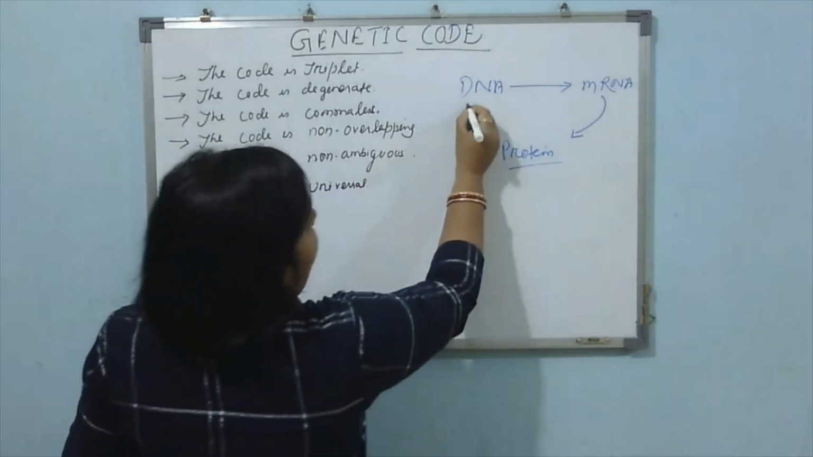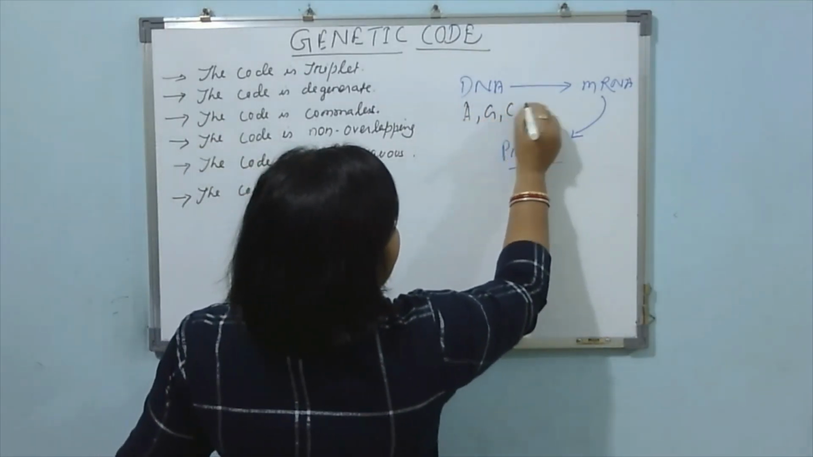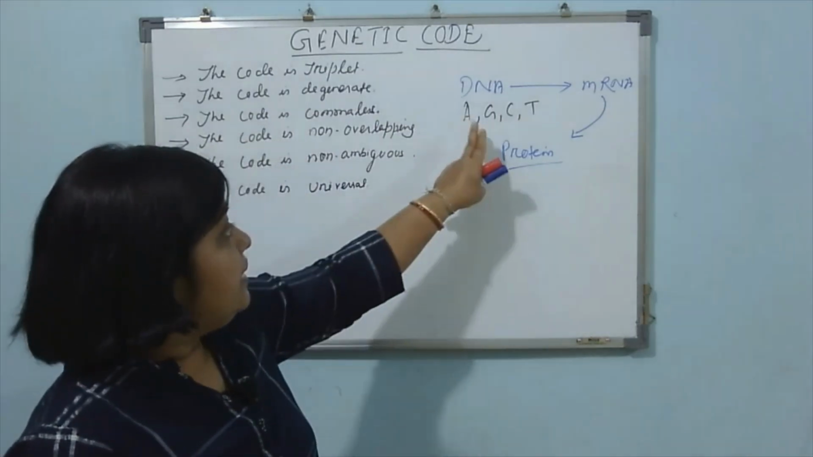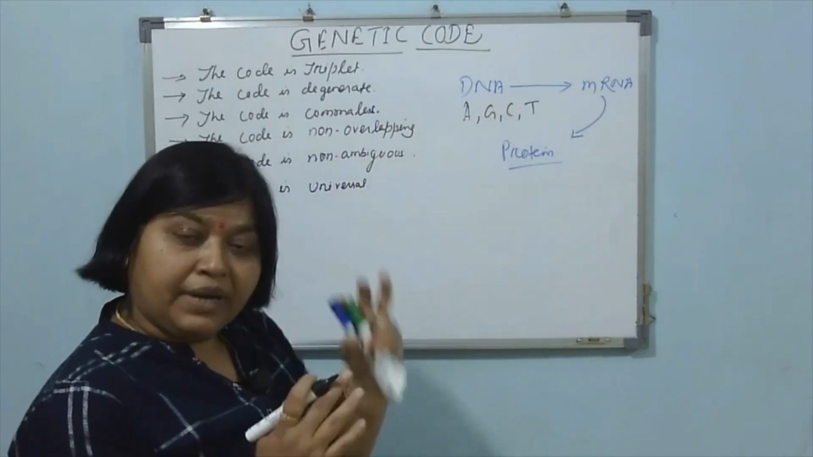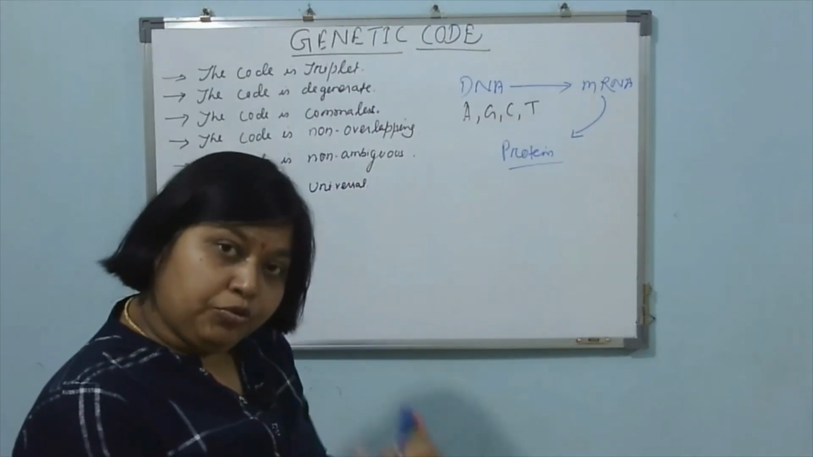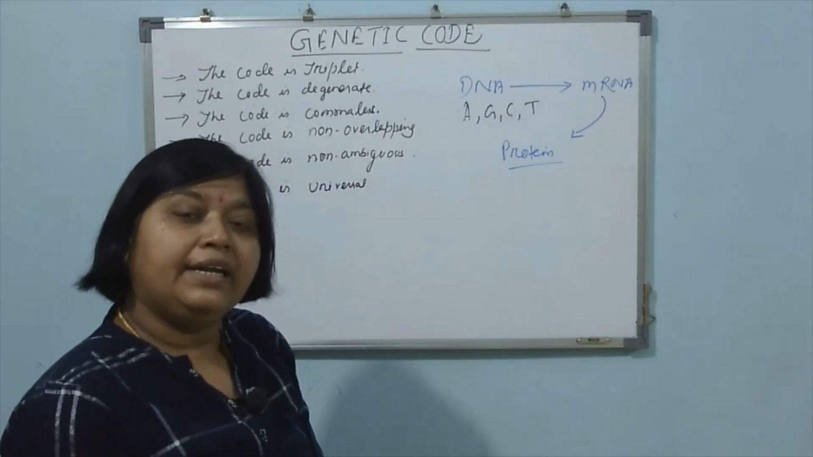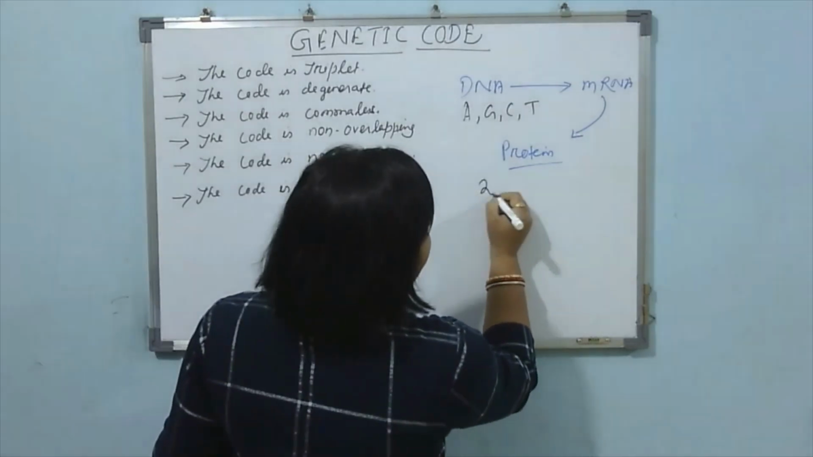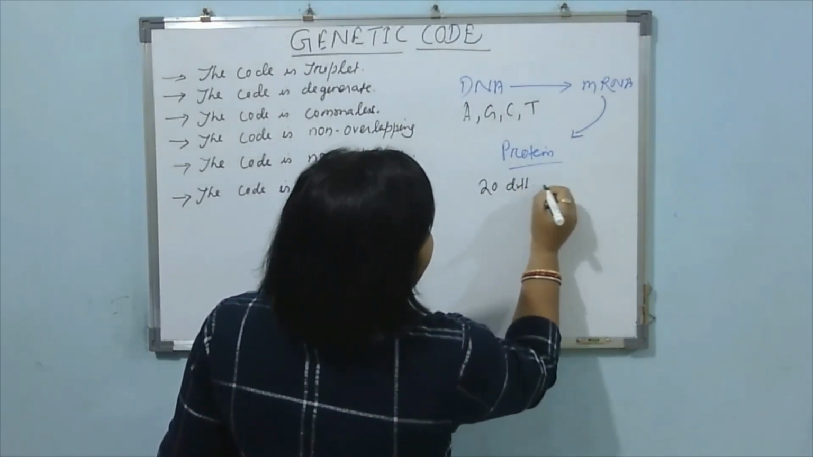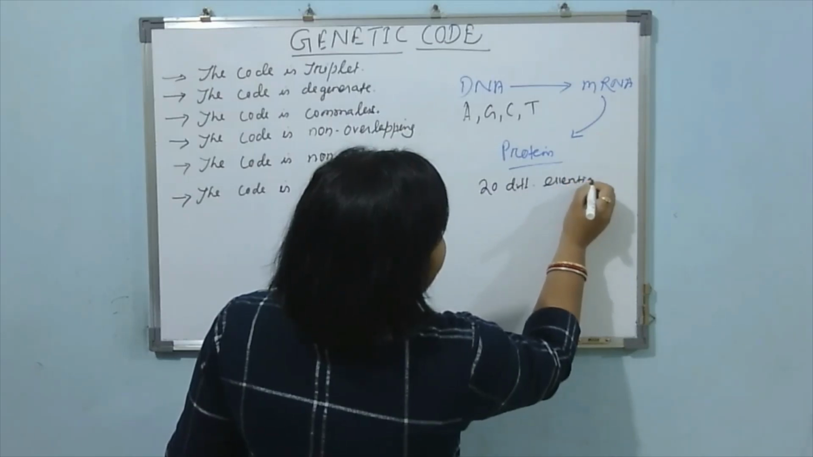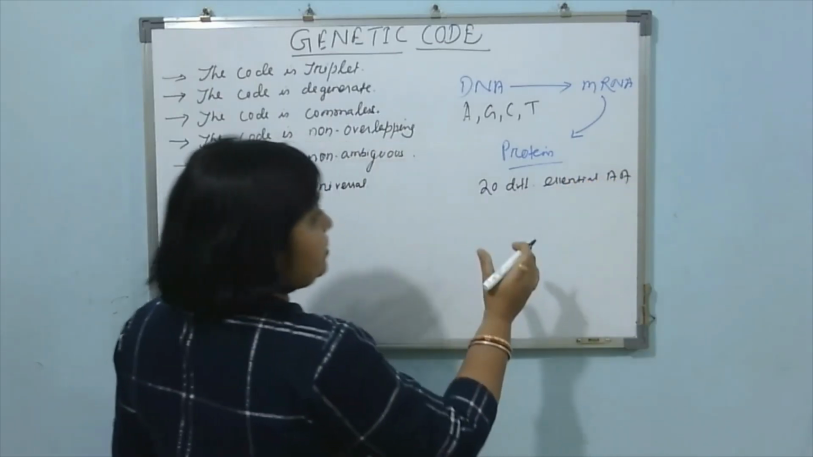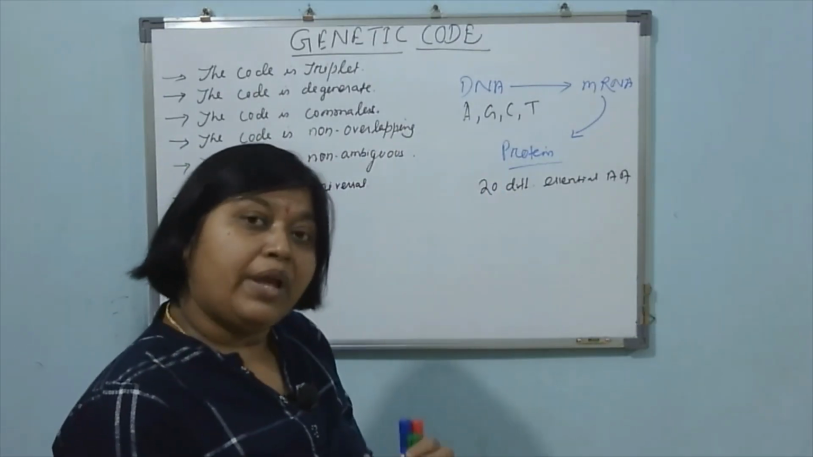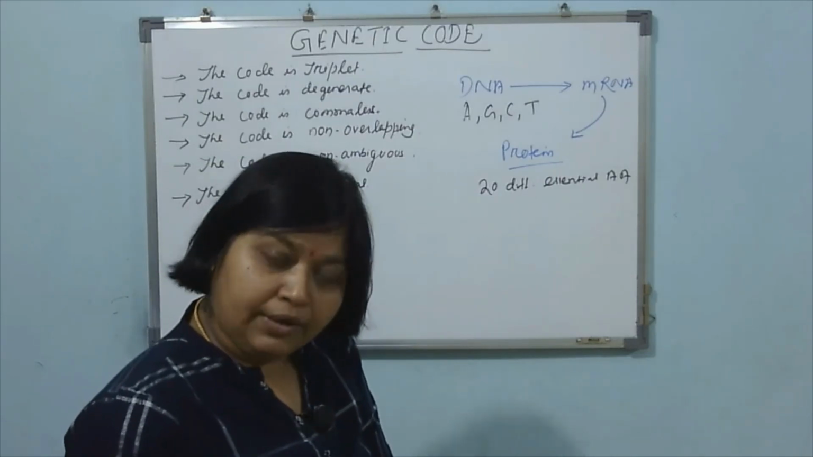DNA contains adenine, guanine, cytosine and thymine as its nucleotides. It means these are the four alphabets present in DNA. By using these four alphabets, we can write the sequence of DNA. Similarly, protein is made up of 20 different essential amino acids. It means 20 different essential amino acids are the alphabet to express or to write protein.